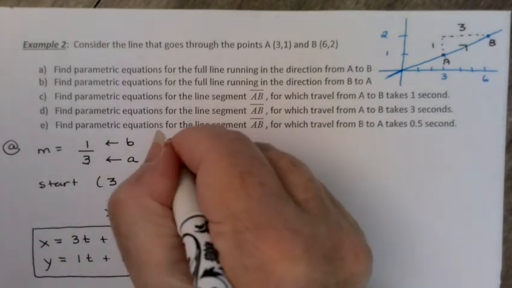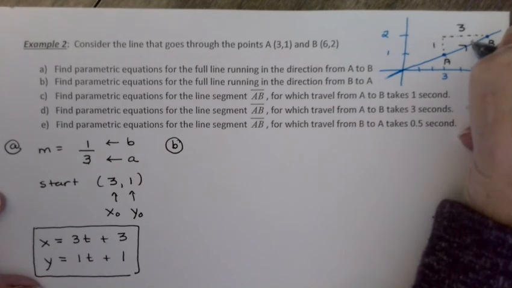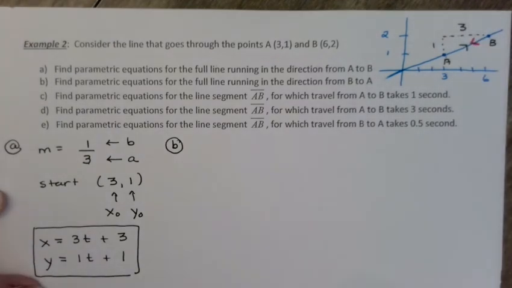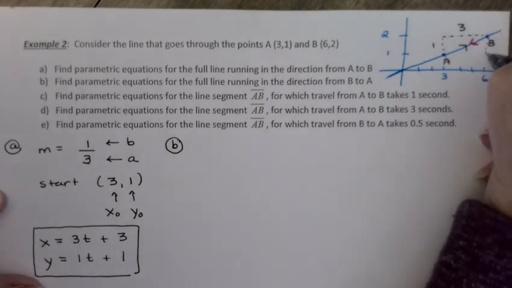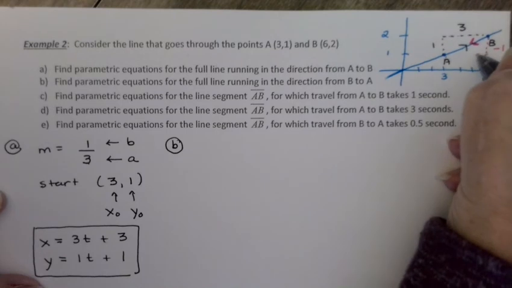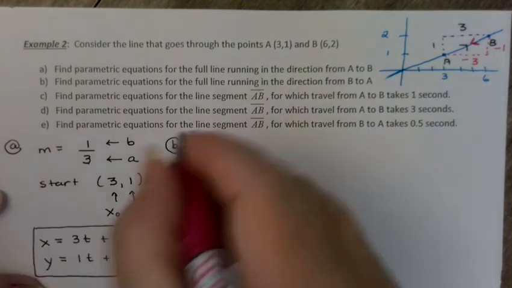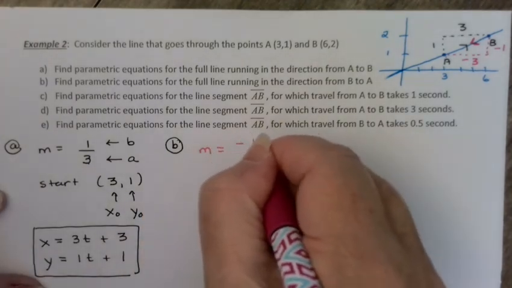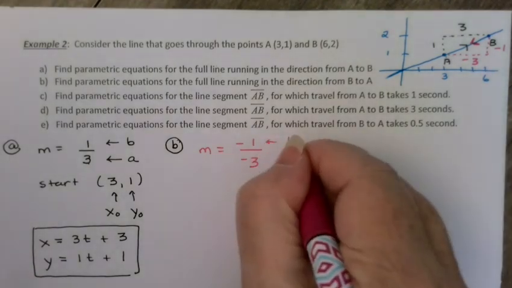Let's try part B. This time I want parametric equations for, again, the full line, running in the direction from B to A. So this time I want to go in the other direction. Starting from B, going to A, I would consider my rise to be -1, and my run goes to the left, -3. So my slope, I would think of as -1 over -3. And once again, this defines my B and my A.